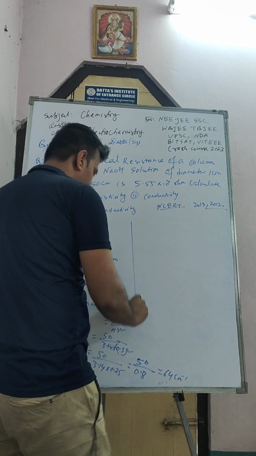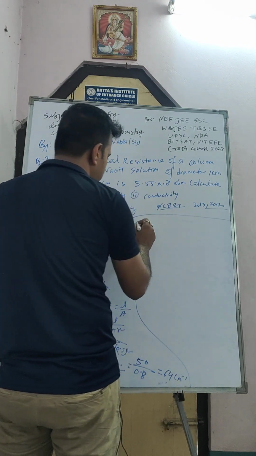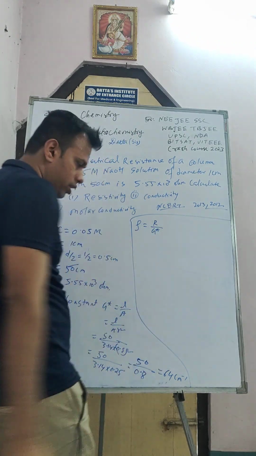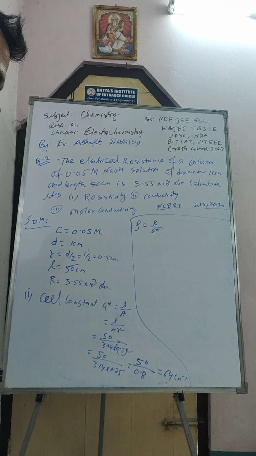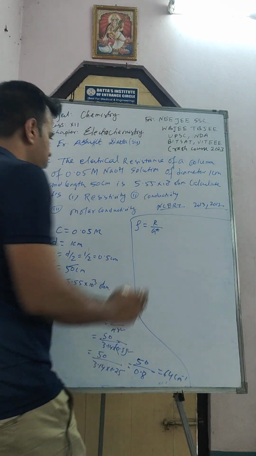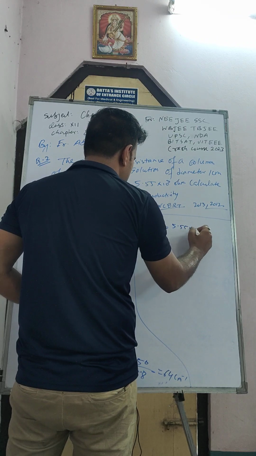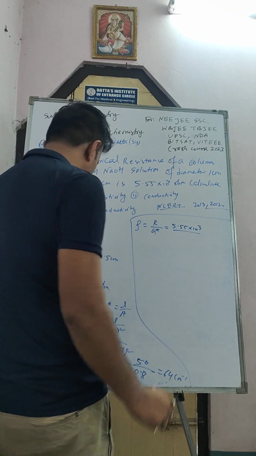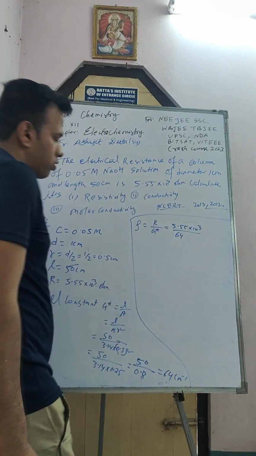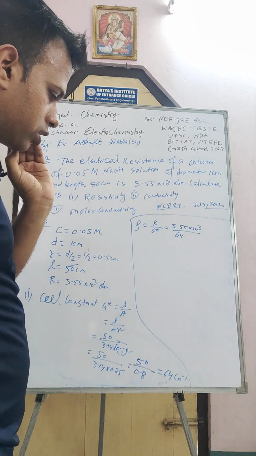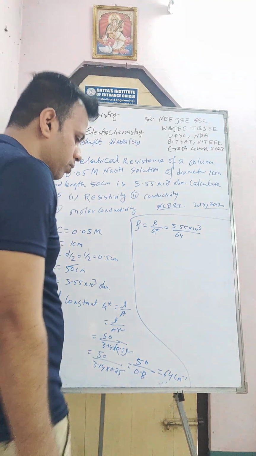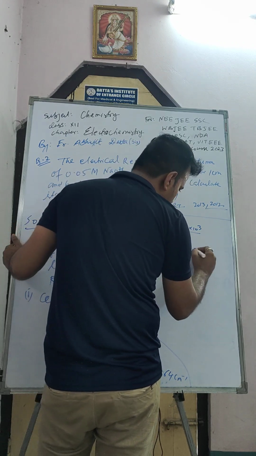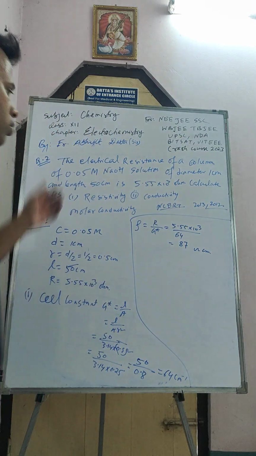Now we have to find out the resistivity. So resistivity rho equal to R by G star. R is 5.55 into 10 to the power 3, divided by the cell constant 64. If you divide, the resistivity will become almost 87 ohm centimeter.